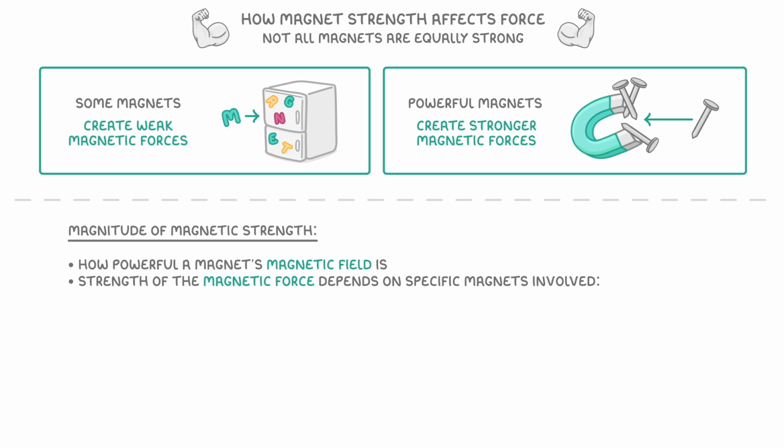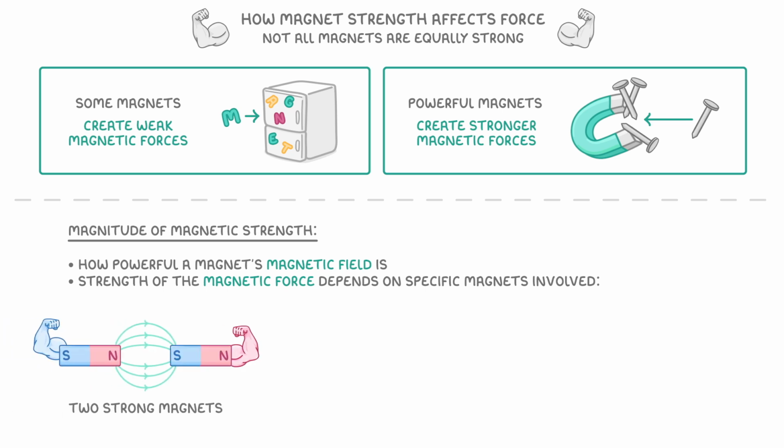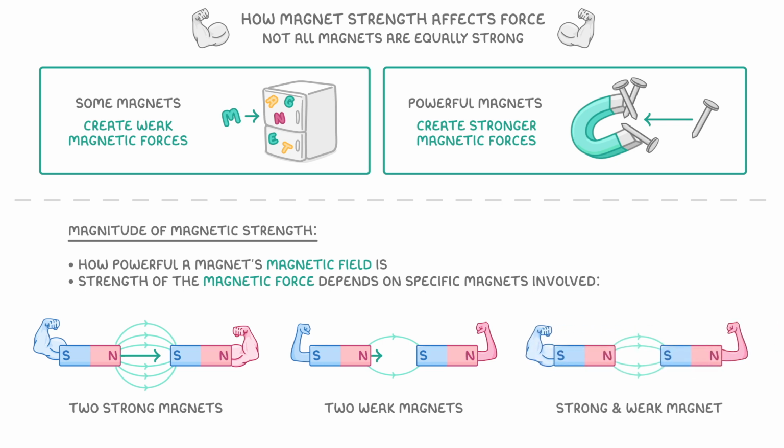each other. For example, two strong magnets will have a much greater force between them than two weak magnets, while a strong magnet near a weak one creates a force somewhere in between.